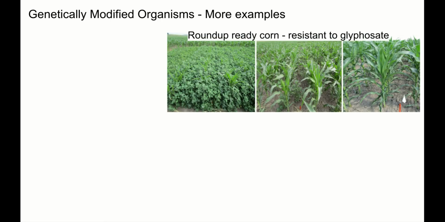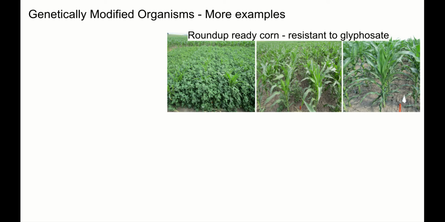Let me give you some more examples of genetically modified organisms with some specific strains. This is Roundup Ready corn, so you've heard about this a couple times. This is resistant to glyphosate, or Roundup. And you can see our cornfield here. You can see, look at the baby corns just sprouting up, and they are just being decimated by all of these weeds. We don't want these weeds.